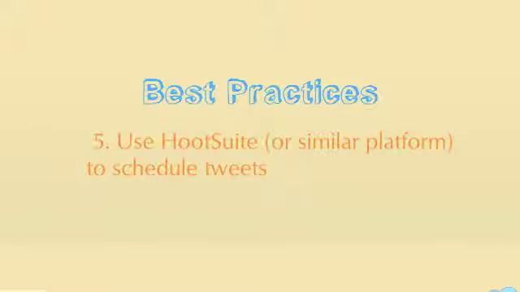5. Use Hootsuite or a similar platform to schedule tweets. Hootsuite is a social media dashboard that is just another way to access your account and to use Twitter. One of its features is to schedule tweets. This is kind of nice because you can use it to schedule tweets at the beginning of the term, before things get crazy. For example, you can schedule tweets about reminders of assignment deadlines. And that is basically it for Twitter.